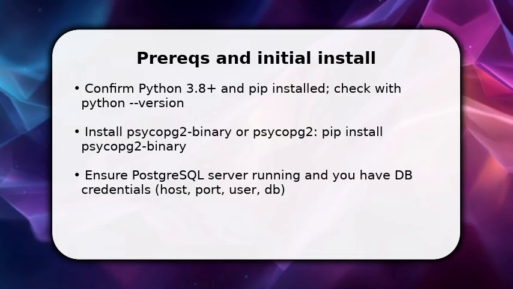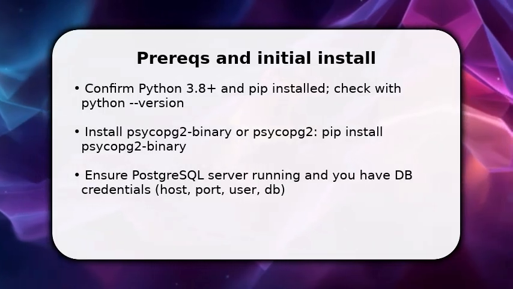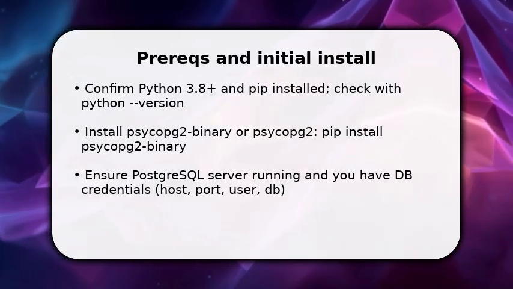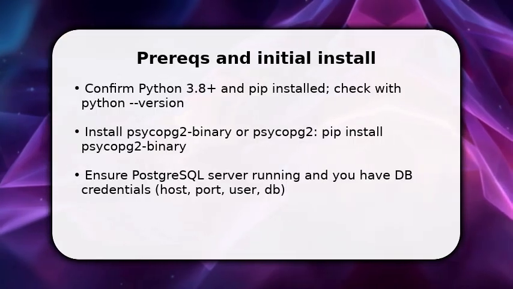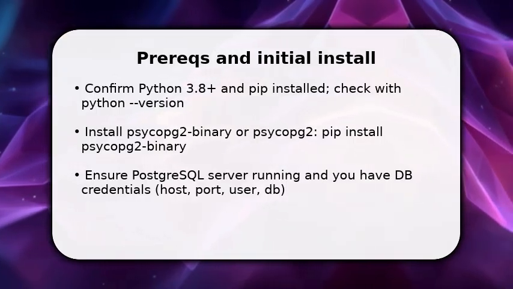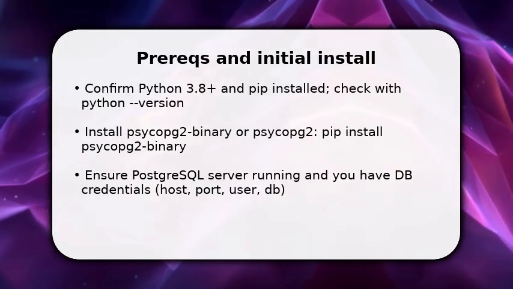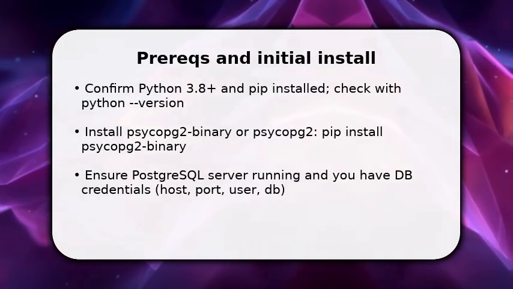Make sure PostgreSQL is running and you already have the host, port, username, password, and database name. Then create a dedicated DB user or role for your app. This reduces risk and makes connection strings predictable when you write the code in the next step.